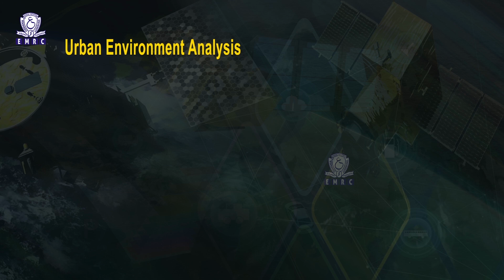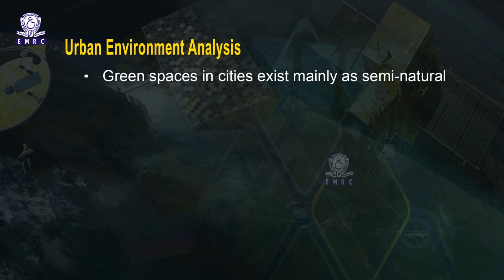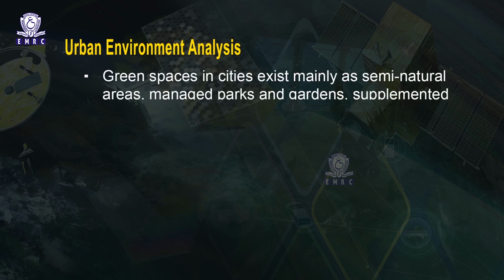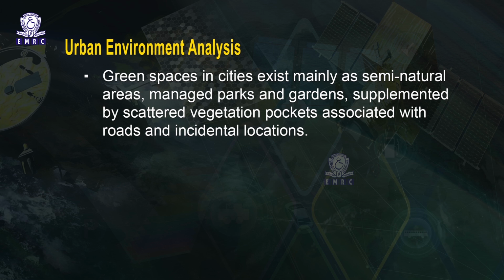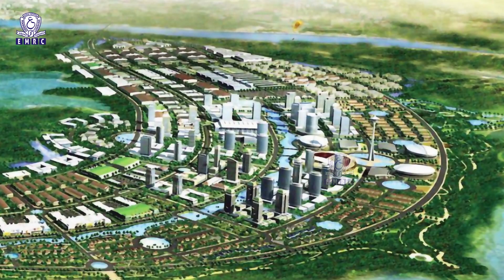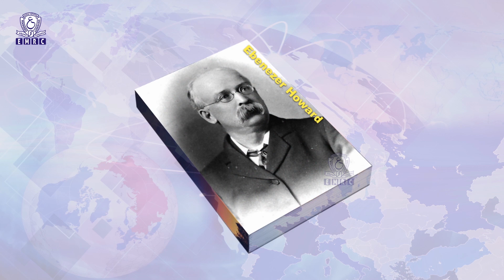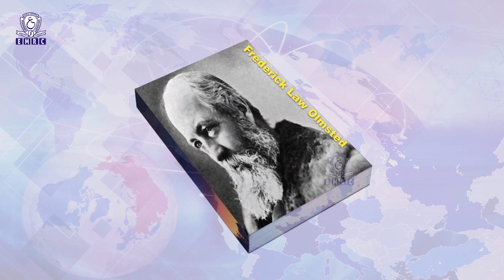Urban environmental analysis. Green spaces in cities exist mainly as semi-natural areas, managed parks and gardens, supplemented by scattered vegetation pockets associated with roads and incidental locations, embodying the garden city concept advocated by Ebenezer Howard and the large urban park idea propounded by Frederick Law Olmsted.